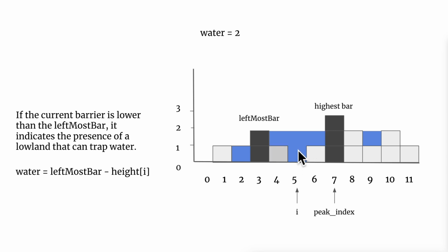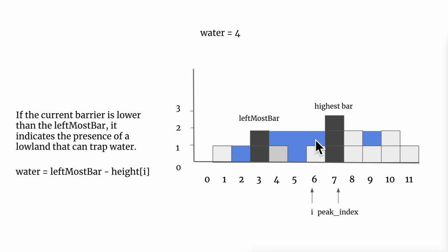Let's continue. For this specific position, the current barrier height, which is 0 now, is lower than the leftmost barrier, so it indicates the presence of a lowland, which means here we can trap water. Water equals the leftmost barrier height 2 minus this barrier height 0. We can trap 2 units of water here. So the water amount currently increased by 2 units, and our total water is updated to 4 units.